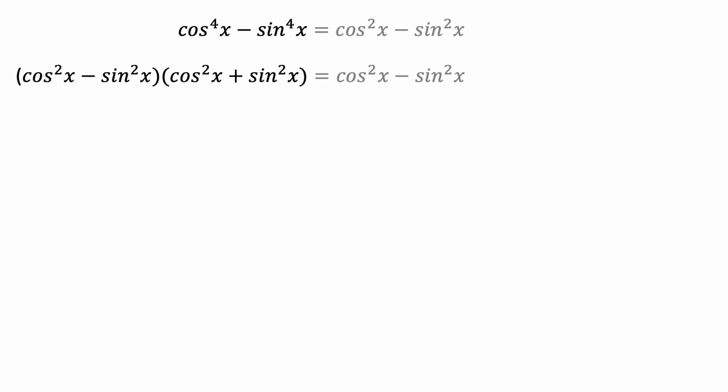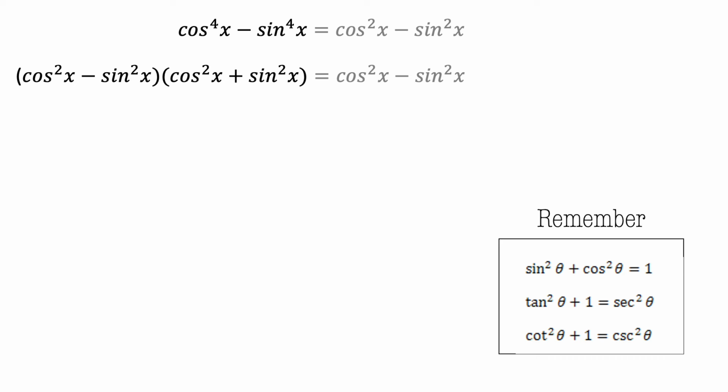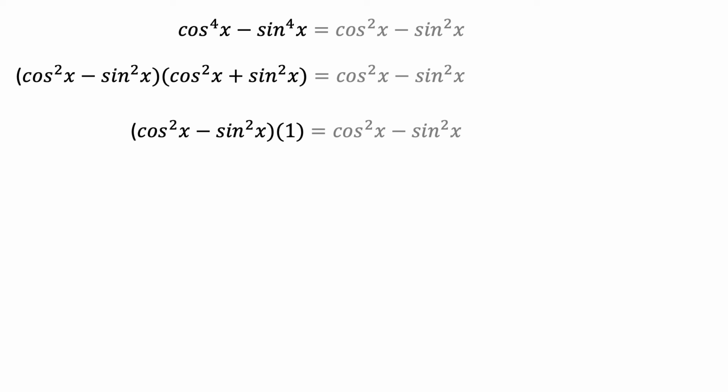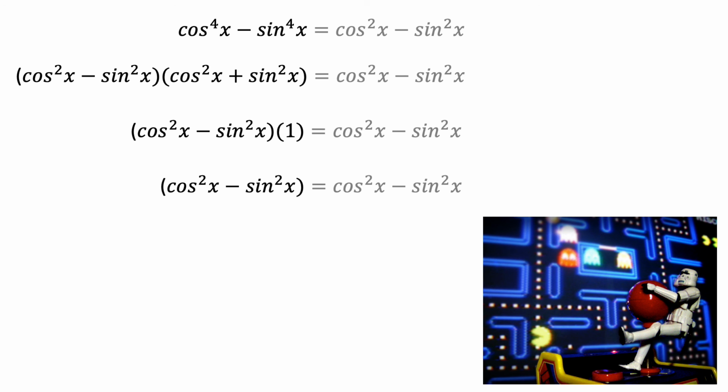And if you take a look at that, you will probably recognize something in that second set of parentheses. How about now? What you should have seen is that we can substitute cosine squared x plus sine squared x for 1. And when you do that, anything multiplied by itself is itself. You get the left side is equal to the right side of this equation, so you've proven the identity.